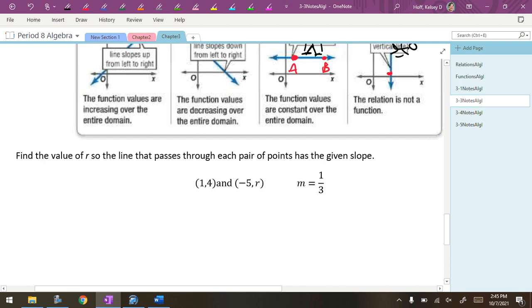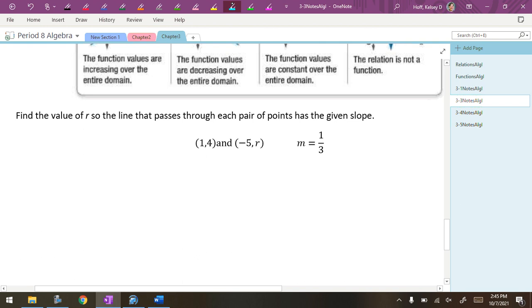So what is the value of r so that the line passing through these 2 points has the given slope? So I'm going to give you a coordinate 1, 4, and then -5, r and say, hey, I want a slope of 1/3. You have to figure out what r is. It goes back to the slope formula.